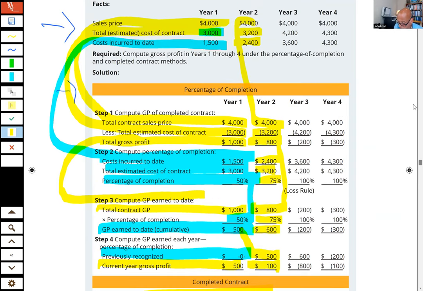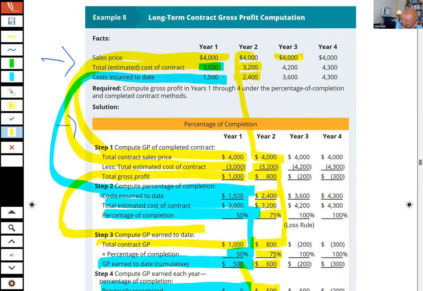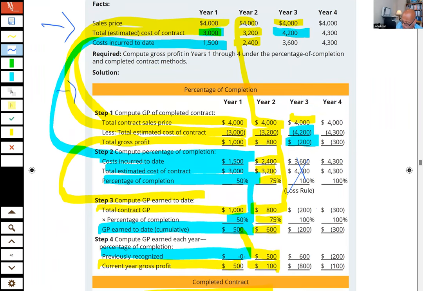Year three, hey, the contract price hasn't changed, but now we think we're going to spend $4.2 million on this. Do we like this contract anymore? We're thinking, okay, this was not the best deal for us, okay? Now, we think we have a $200,000 loss on this contract because our costs are going to exceed our sales, and this doesn't matter how far along I am at this point. I need to recognize all the loss. I'm going to have to take the entire loss, so I have to do what?